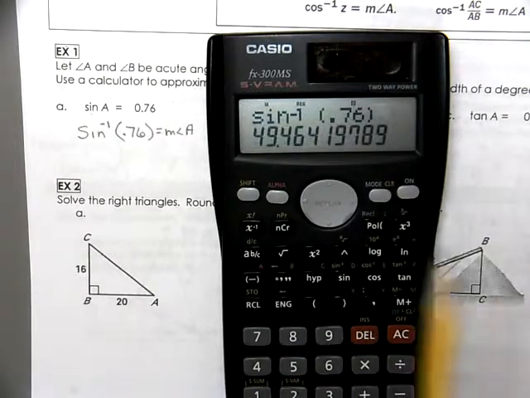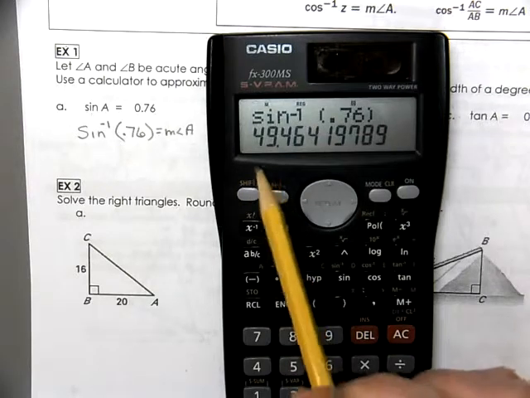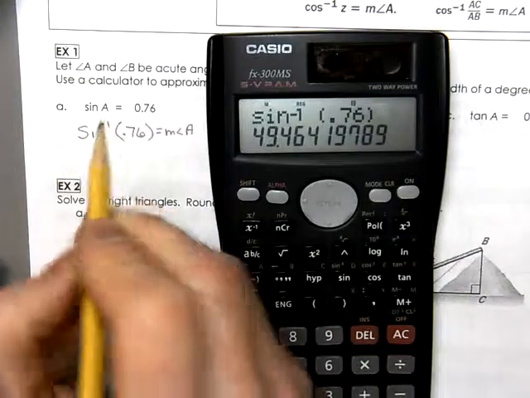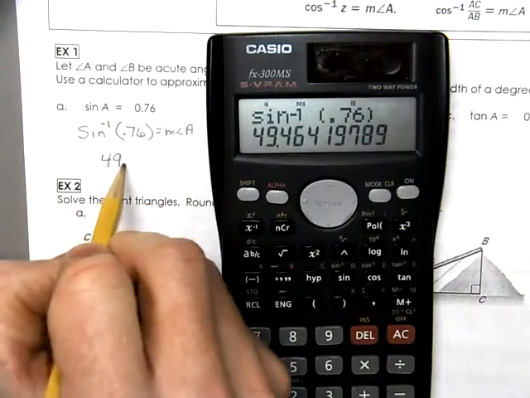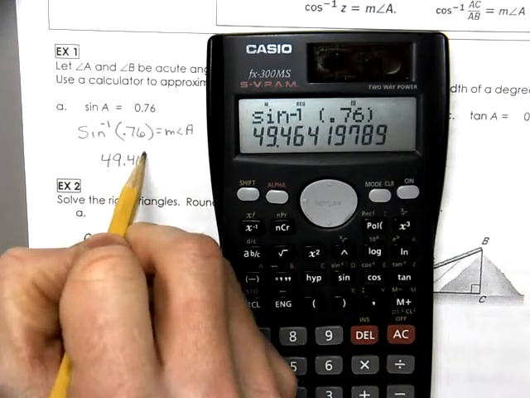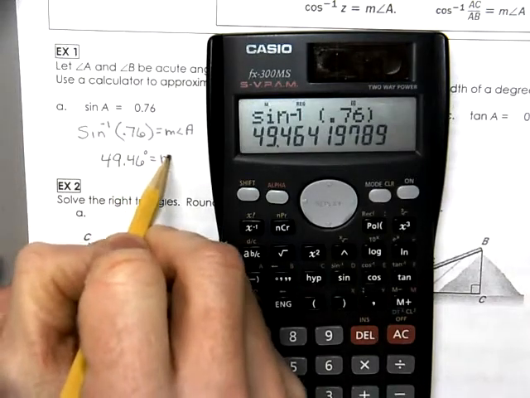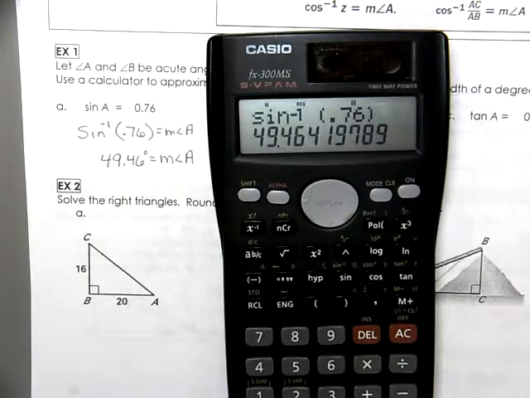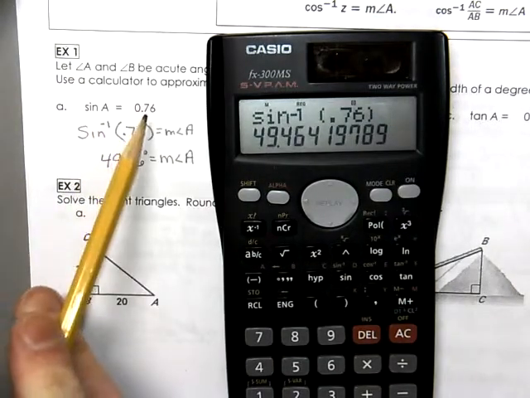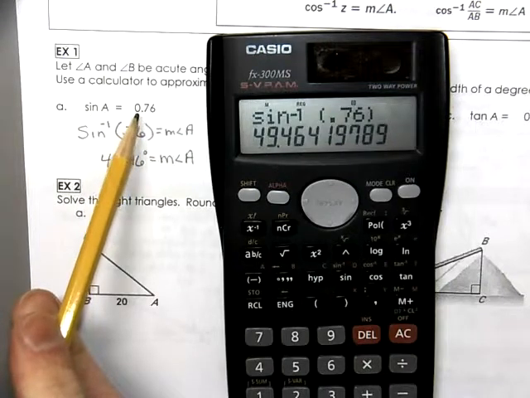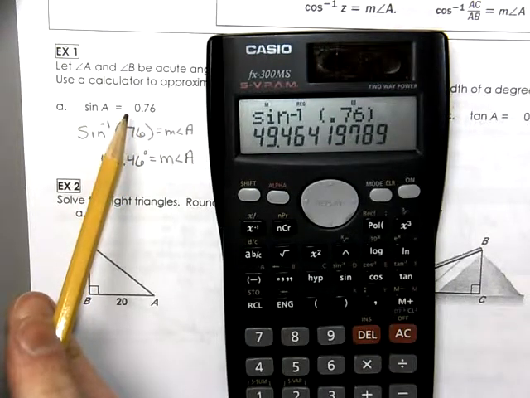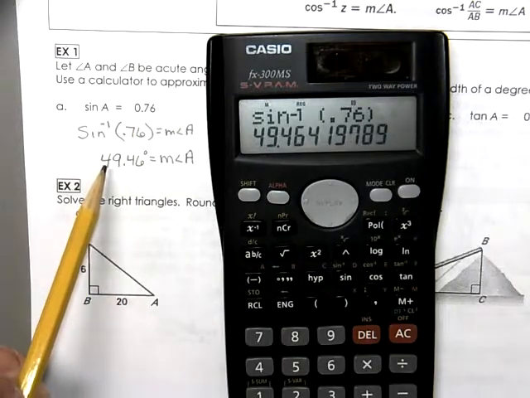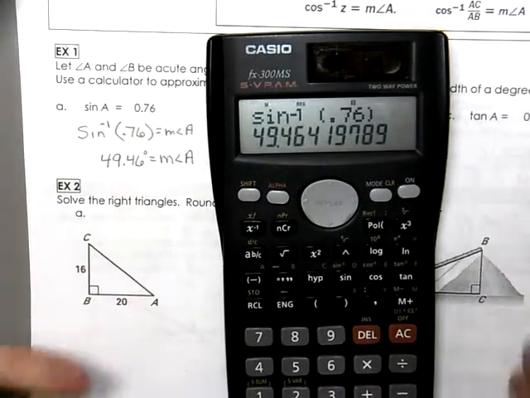And then by hitting enter, assuming that you're in degree mode, it'll show you 49.46. And that's a degree measure, and that's for angle A. So any right triangle that has an opposite over hypotenuse that can be reduced to a decimal of 0.76 must have an acute angle of 49.46.